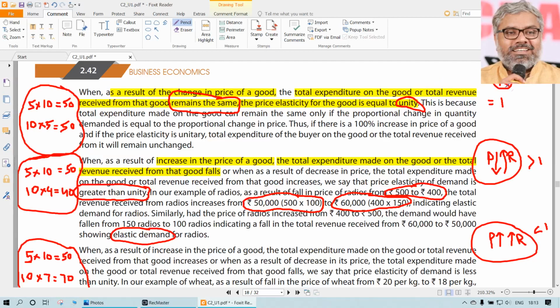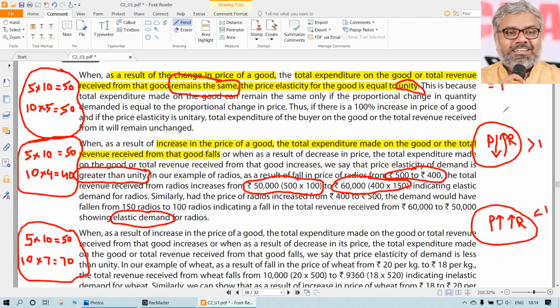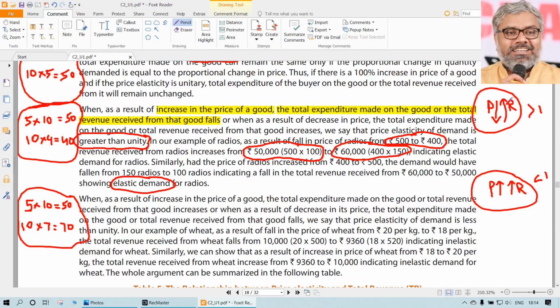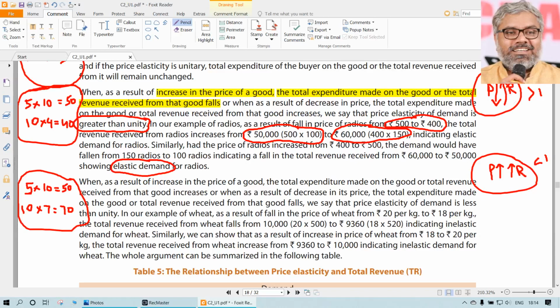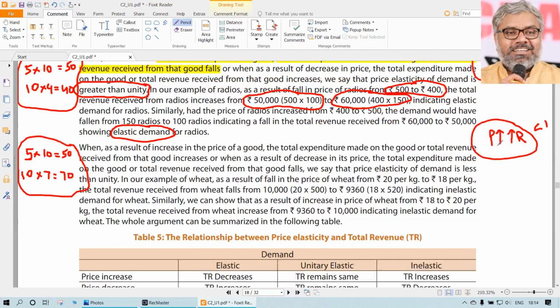When price does not have any impact on the revenue, when the revenue remains constant irrespective of the change in price, then we call that unitary elasticity. If the price decreases, revenue increases, or vice versa, price increases, revenue decreases, if the price of a product and the total revenue are inversely related, then that is called relatively elastic. If the price of a product and revenue are directly related, then it is relatively inelastic.